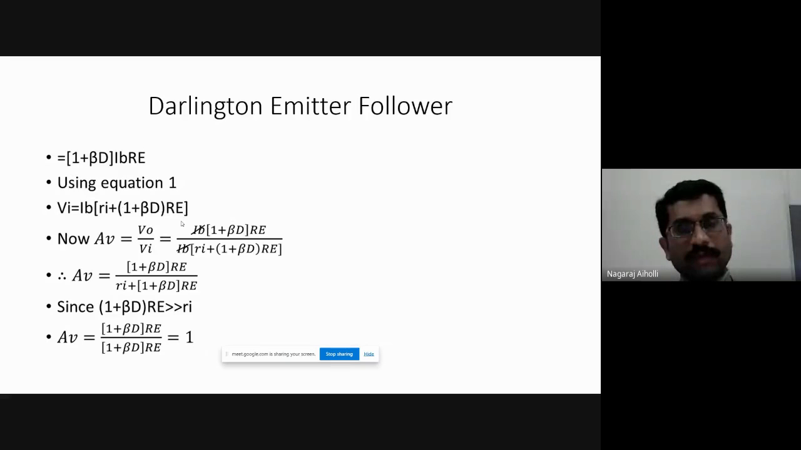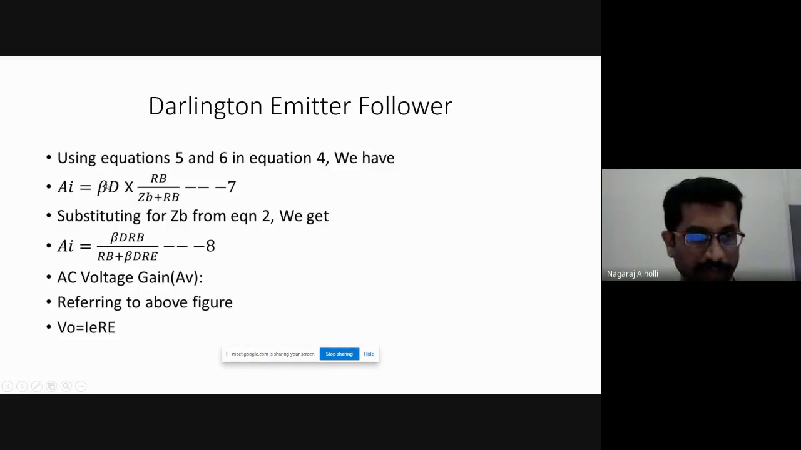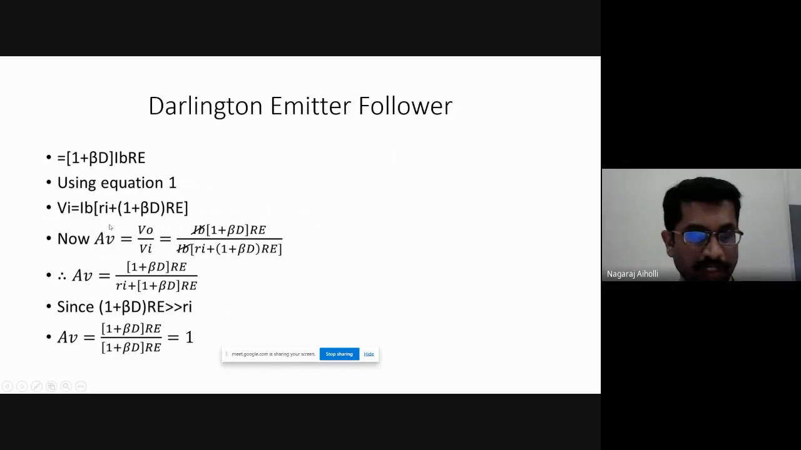AV is equal to V naught by VI. Substitute here. We got the equation for V naught, that is IE into RE, and VI is IB into RI plus 1 plus beta D into RE. Substituting these two equations, V naught is IB into 1 plus beta D into RE, divided by VI, which is IB into RI plus 1 plus beta D into RE. What will cancel here? IB and IB will cancel. If IB and IB cancel, what remains?